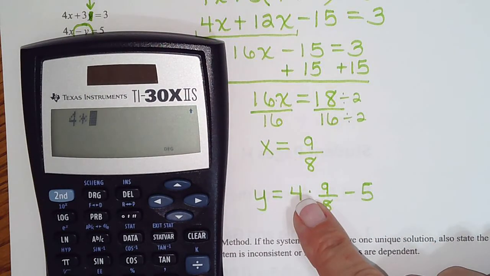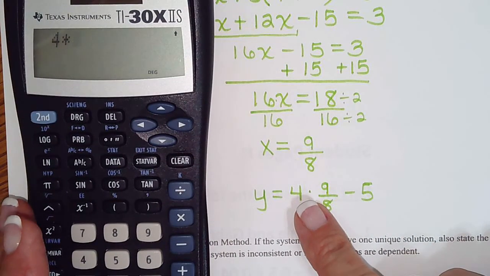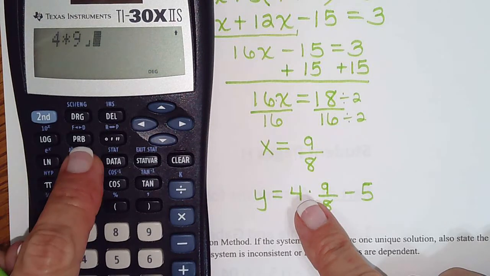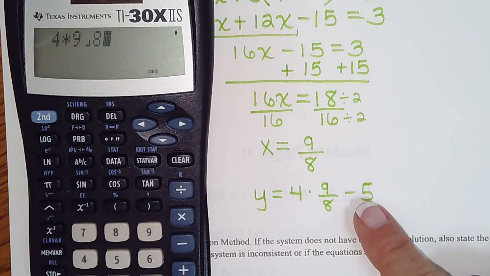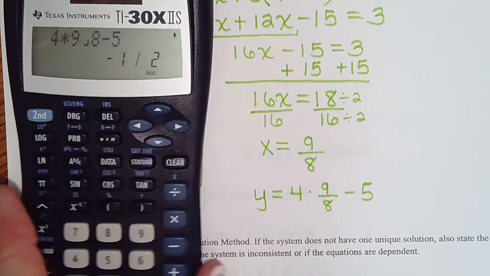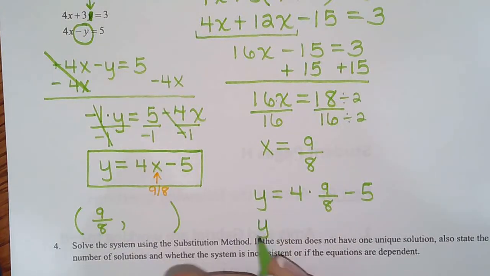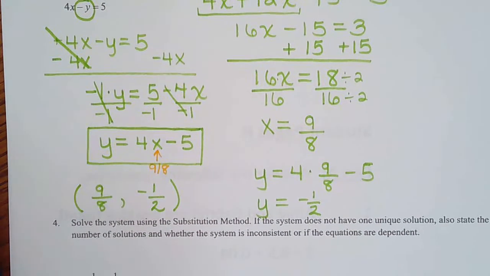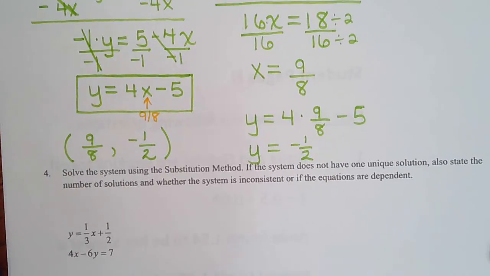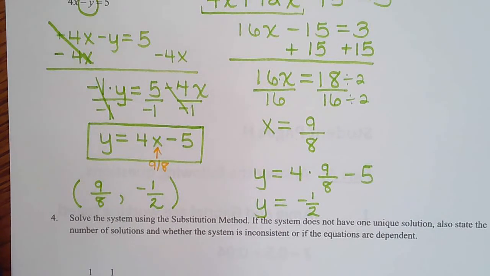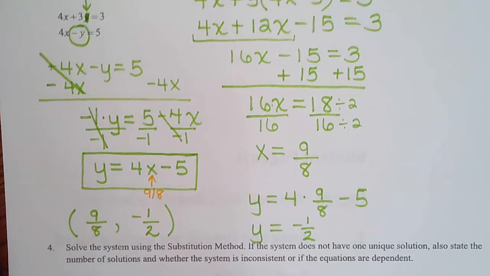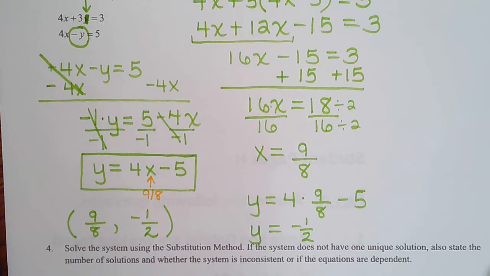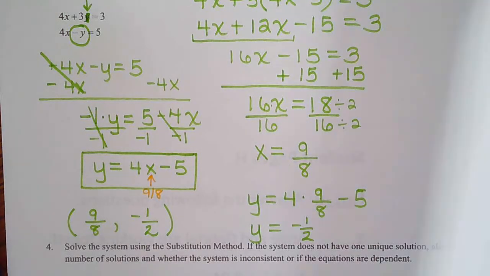So 4 times, and then 9 fraction bar 8, subtract 5. And it tells us it's -1/2. So y equals -1/2. So I know you're thinking, ooh, I don't want to check that one. But I think it would be a really good idea to check that one. So let's go back to our separate sheet of paper.